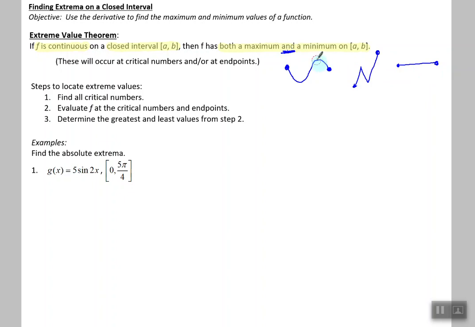Absolutely we do. The highest point here is at that spot. The lowest point is at that spot. In our second graph, the highest is at that endpoint. The lowest is at that endpoint.